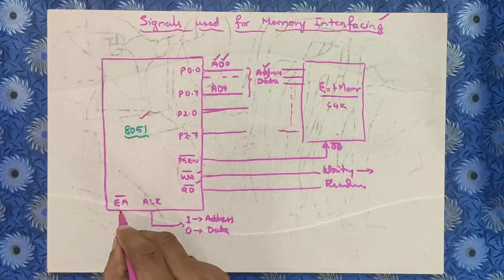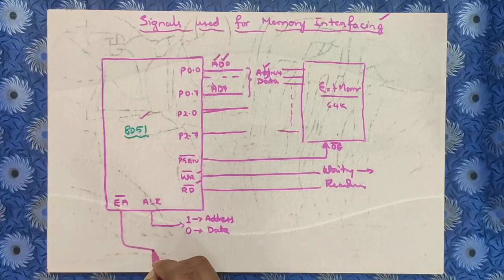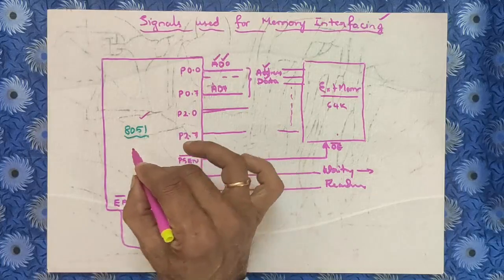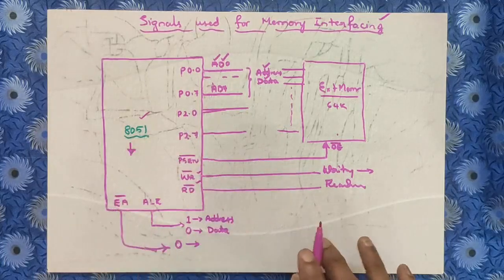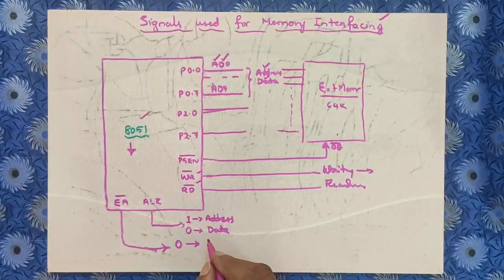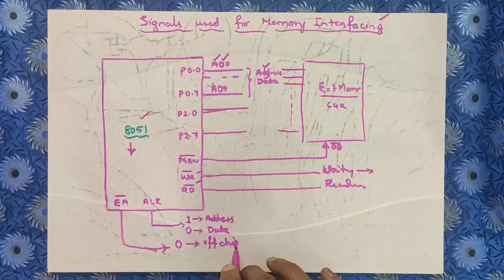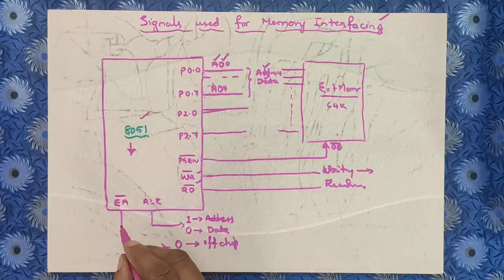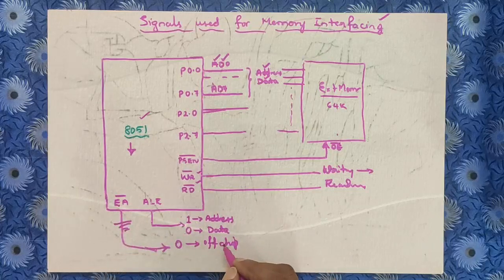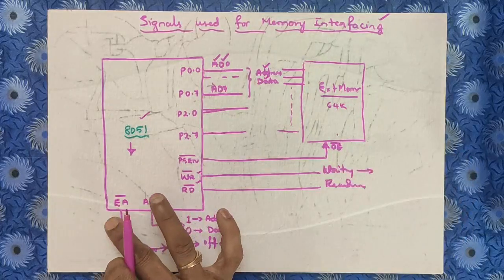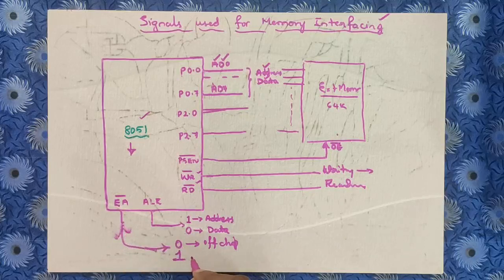Then what about EA bar? This is one of the important signals. Suppose EA bar is 0, then the memory which is there internally is not used, but the external memory is used. That means off-chip memory, the memory which is not there on the chip, is used if EA bar is 0. That means if you are grounding this line, then you are using external memory. If EA bar is VCC, then you are using on-chip memory.